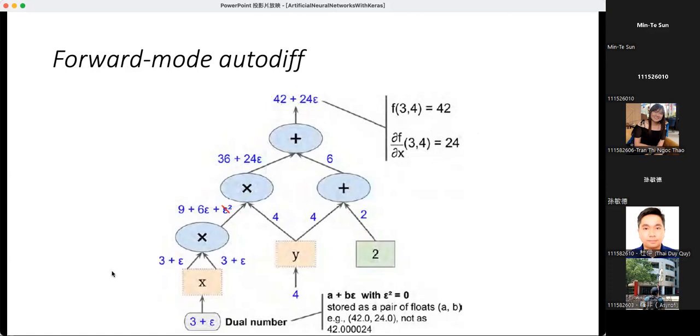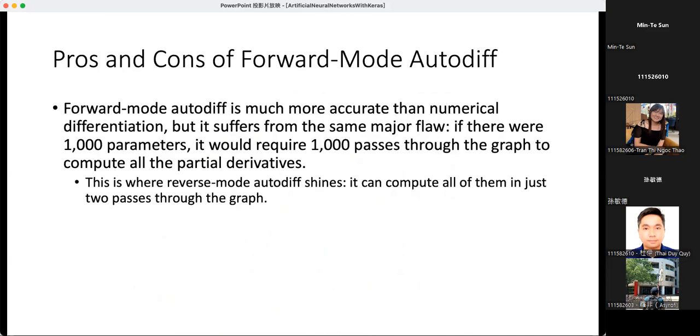And if you want to get the partial derivative of F with respect to y at this location, you just put x to be 3 and y to be 4 plus epsilon. And you are going to get F(3,4) and the partial derivative of F with respect to y at (3,4) with one evaluation. I hope this is clear to you guys. So this is cool, right? This idea is called forward mode autodiff. It pretty much solved the inaccuracy problem that we had in numerical differentiation.